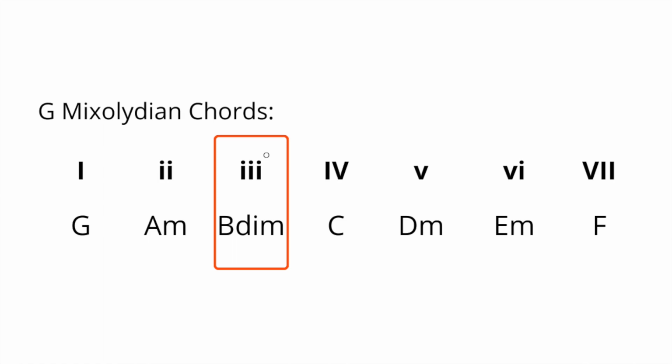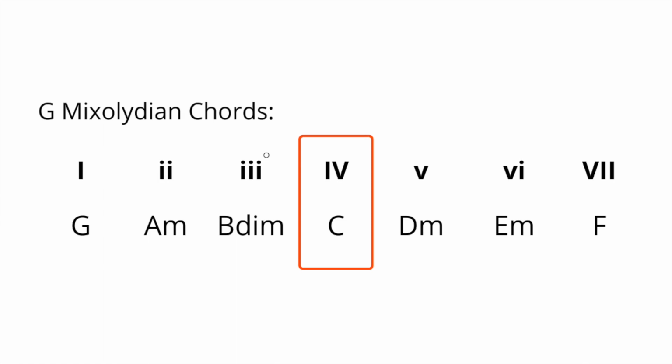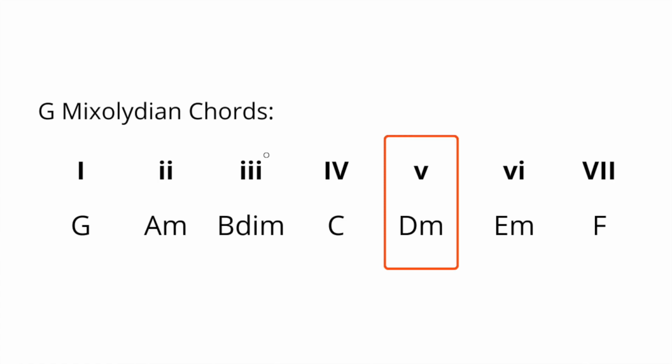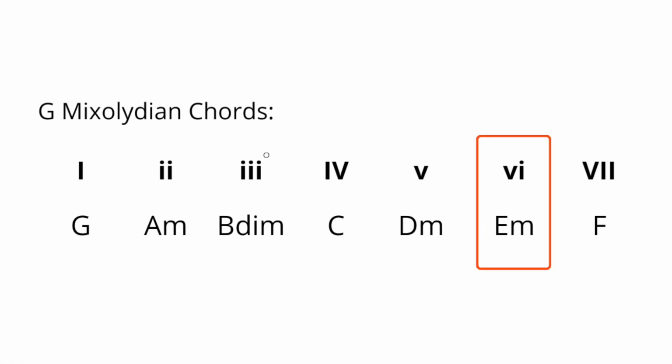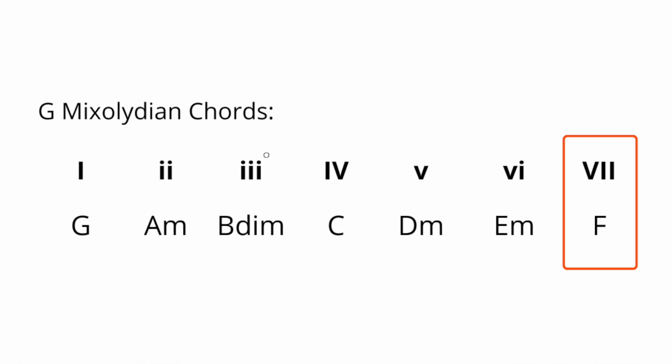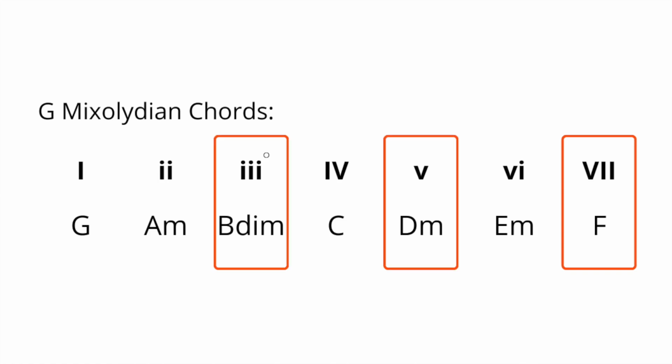Or another way of saying that is B minor 7 with a flat 5. Then we get C major. Here's another change: D minor is the 5th chord in G Mixolydian. It was a D major in G major. And then we get E minor, and here's the 3rd change, the F chord, the flat 7th chord. That is significant, because in G major it's F sharp half diminished. So there are 3 chords that change: the 3rd, the 5th, and the 7th.